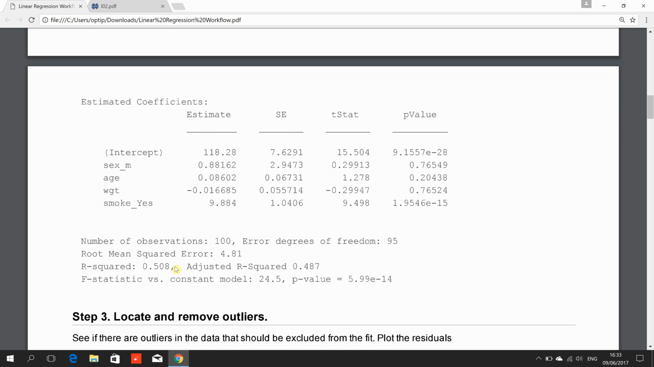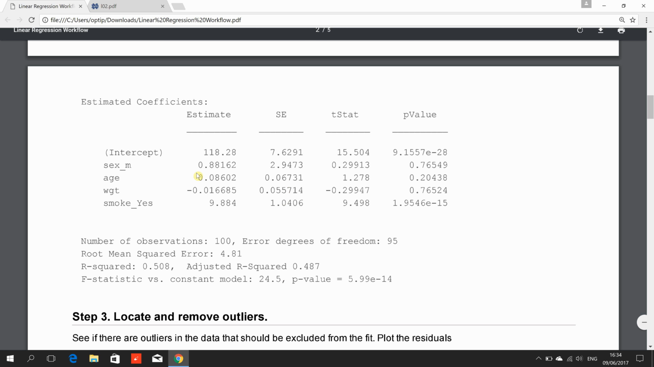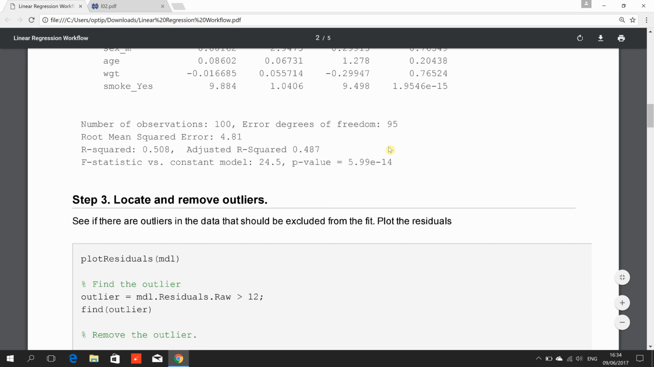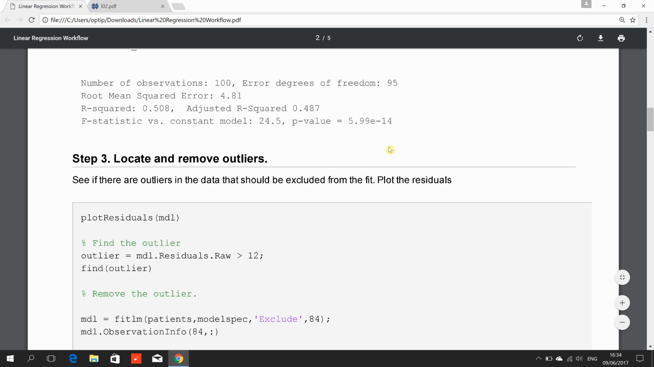We get an R-squared value of 0.508. So more or less 50% of the systolic blood rate can be accounted for by the model. And adjusted R-squared, if you know your statistics lecture, takes into account the number of predictor variables. So what we want to do is get as high an R-squared as possible with as few predictors as possible. We look at what the t-stat and the p-values do for us in a minute or two. But before we do that, let's look at some of the outliers.